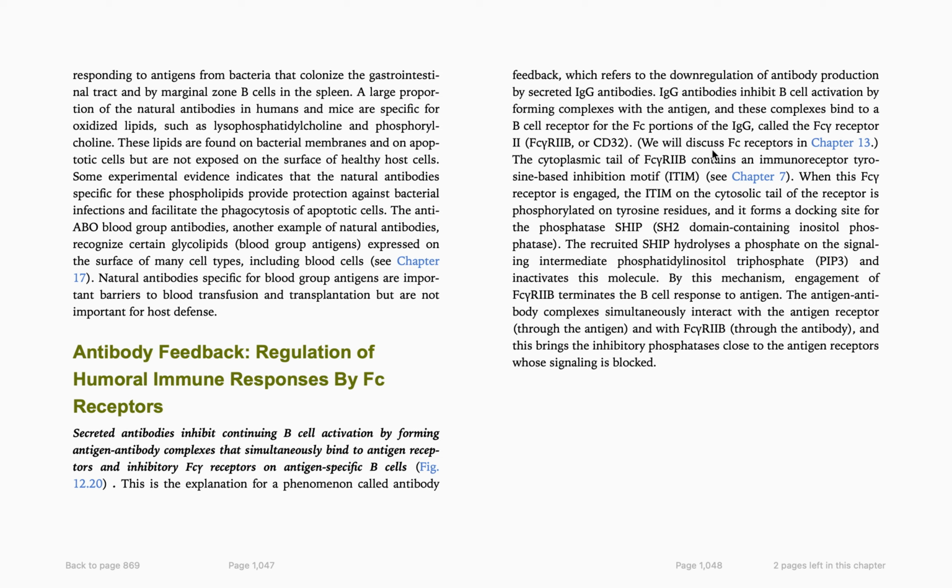Antibody feedback regulation of humoral immune response by Fc receptor. Secreted antibody inhibits continuing B cell activation by forming antigen-antibody complexes that simultaneously bind to the antigen receptor and inhibit Fc receptor on antigen-specific B cell.